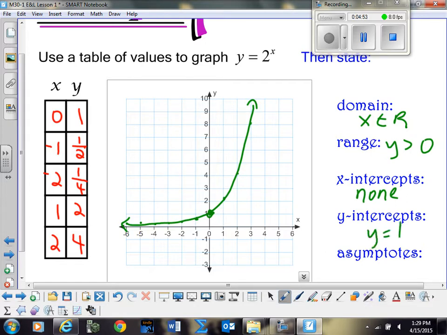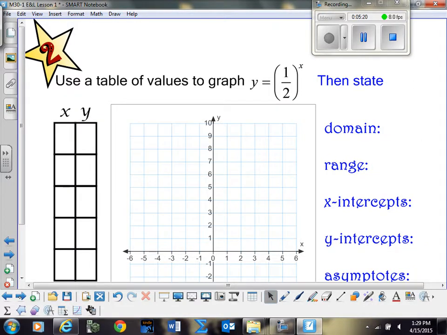That's going to happen no matter what the base is, because when you put a 0 as your exponent, it doesn't matter what the base is, that equals 1 every time. The asymptote we mentioned a minute ago is y equals 0. That graph will never touch y equals 0. It approaches but never touches. All right, so that's our characteristic of y equals 2 to the x.